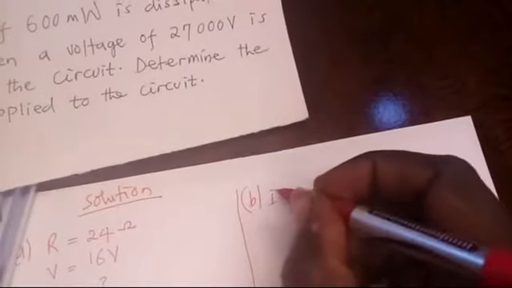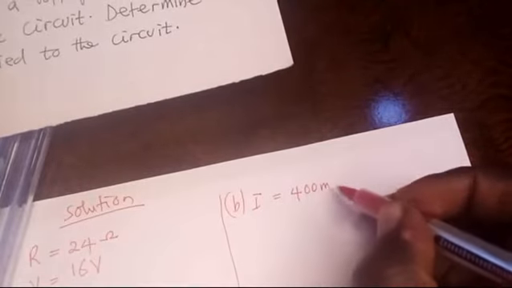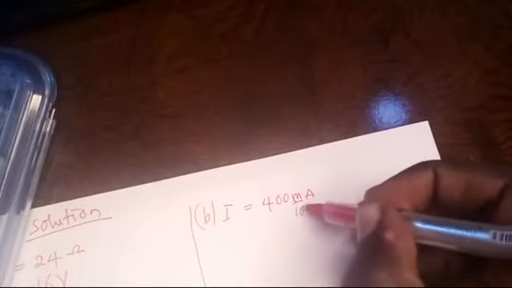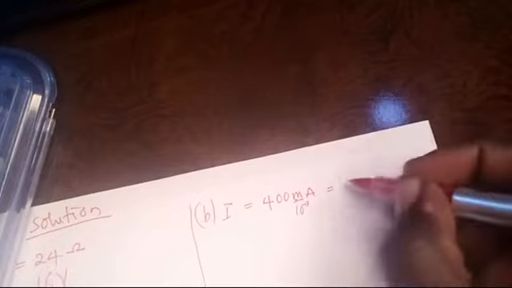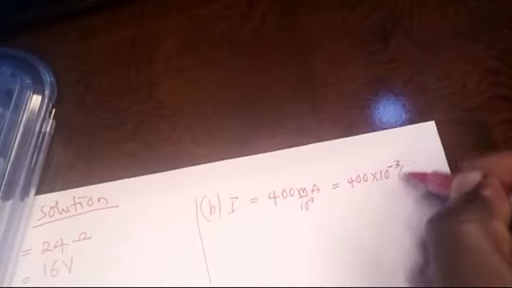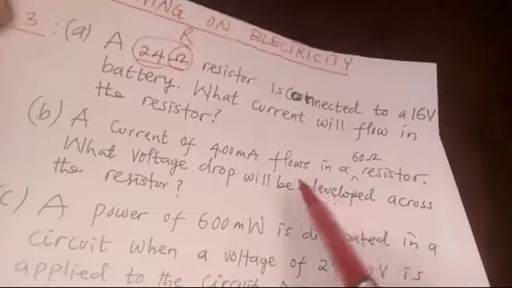The current I is 400 milliampere. Remember, this is not the SI unit of current. The milli here is 10 to the power minus 3. So you say this is equal to 400 times 10 to the power of minus 3 in ampere. Now you have changed it to its SI unit.